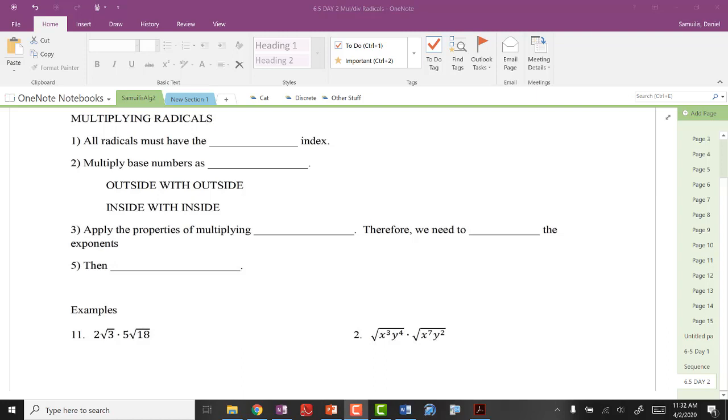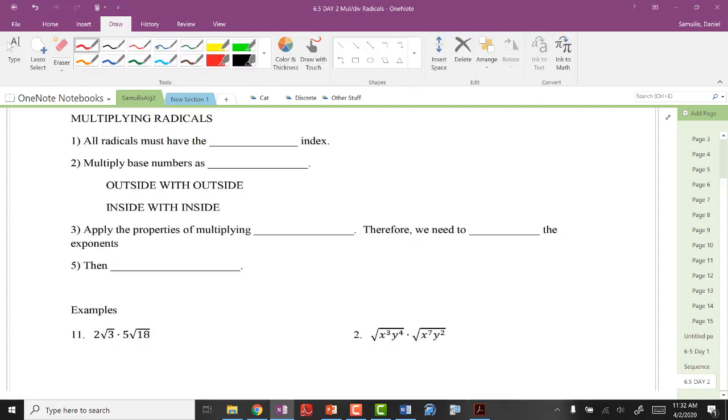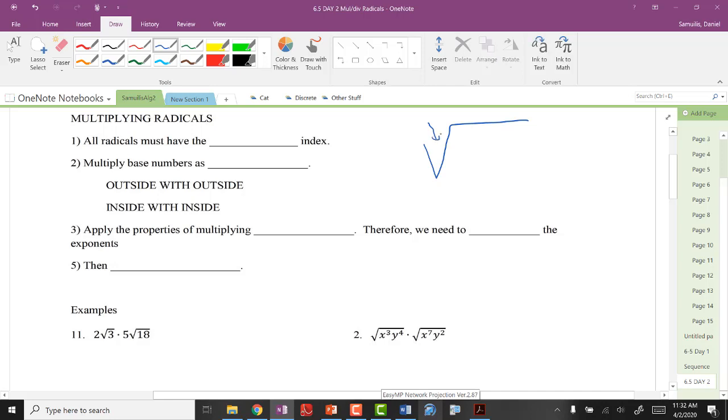All right, so we're moving on with radicals, and today we are going to be looking at multiplying and dividing the radicals. So, first off, remember that in our radical, the number that is in there is called the index. The value under here is called the radicand. And then we have our radical symbol right there.